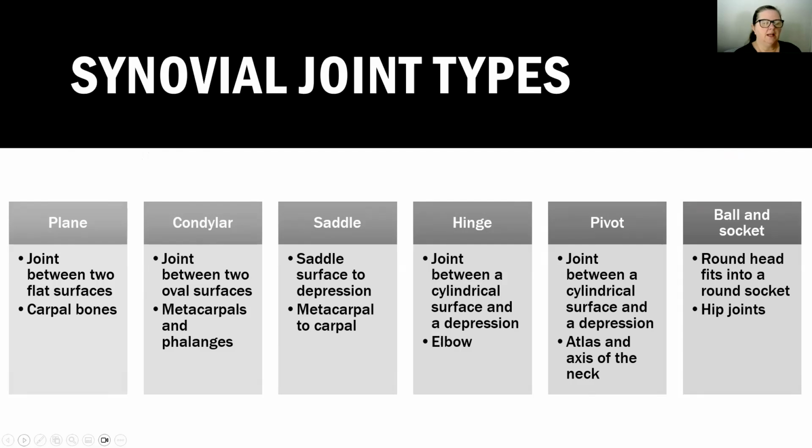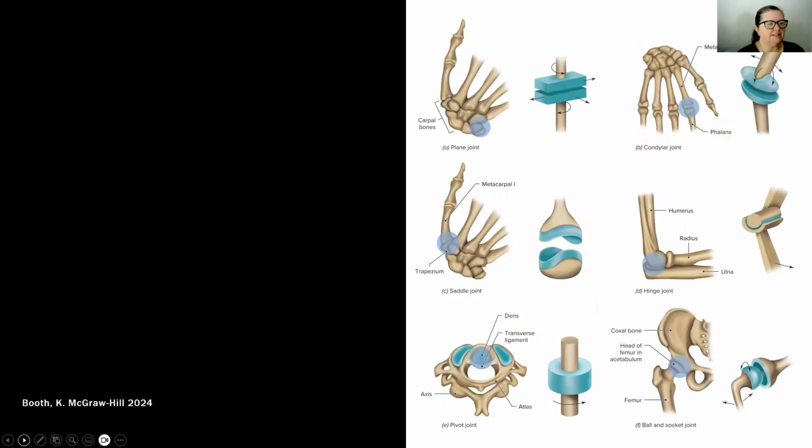Good example. And then a ball and socket, which is probably the most well-known and most famous type of joint, and that is a round head that fits into a round socket. These were made famous by the hip joints. Here is a diagram of a good number of these.